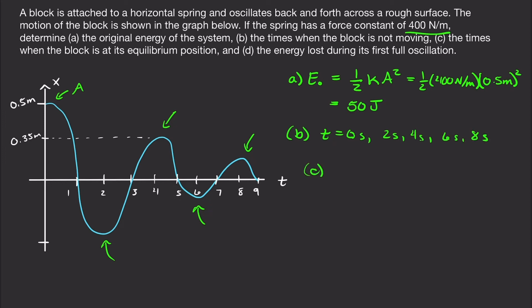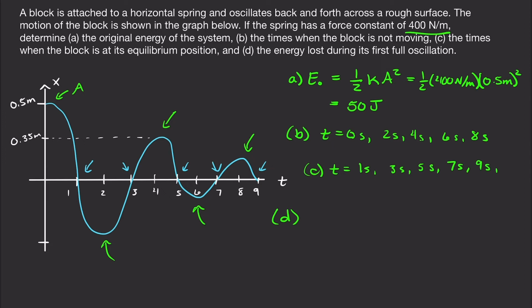Now for the times where it is at its equilibrium position, well, that's just when x equals 0. So x equals 0 will occur at 1, 3, 5, 7, and 9. So this is time equals 1 second, 3 seconds, 5 seconds, 7 seconds, and 9 seconds. Okay? And now finally, we want to find the energy lost during its first full oscillation.